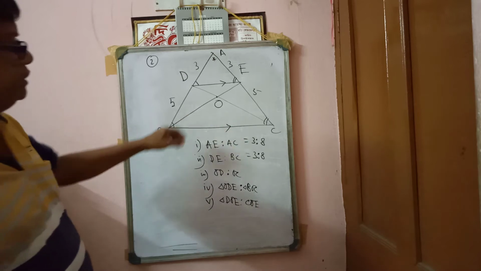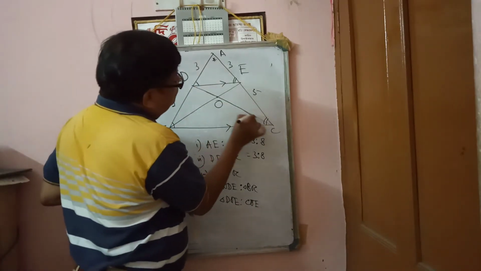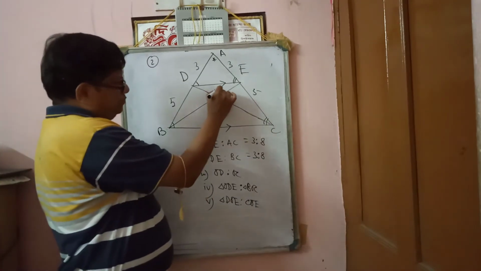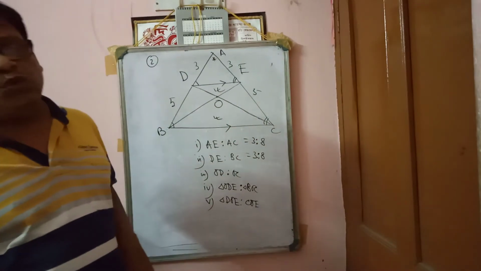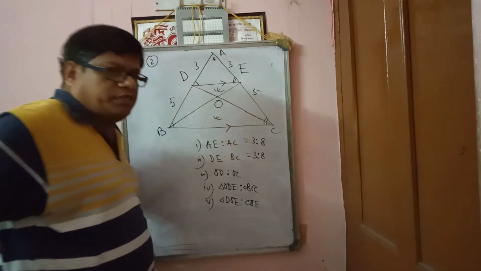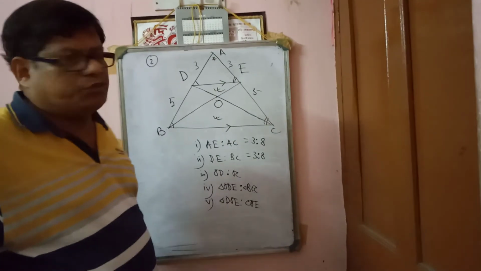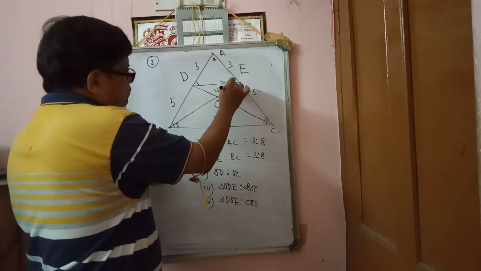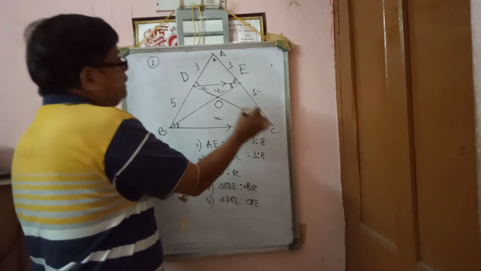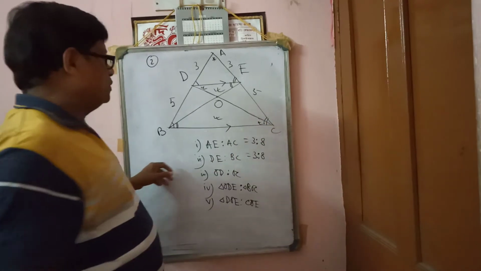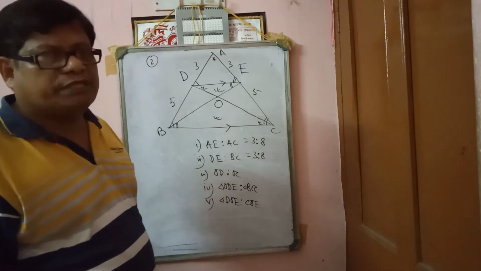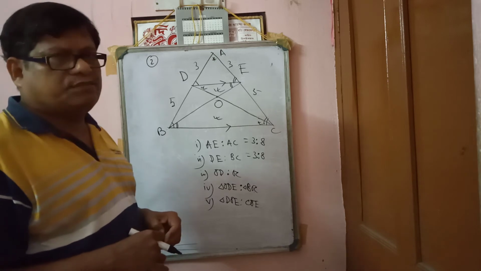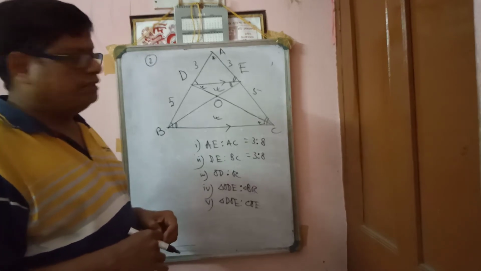Again, OD is to OC. If we consider these two triangles, DOE and BOC, this angle is the alternate angle of this part, and this angle is the alternate angle of this one, and these two are vertically opposite angles. So the triangles are similar, and the sides are proportional.